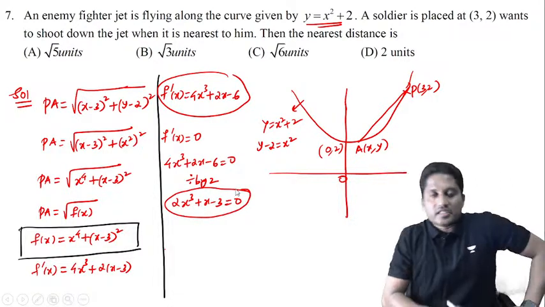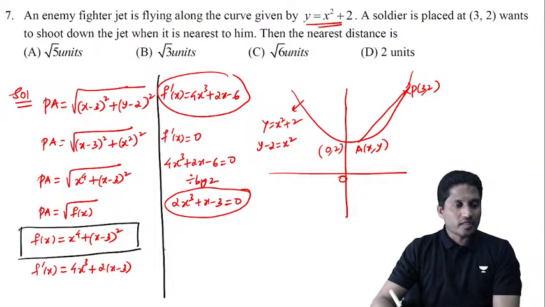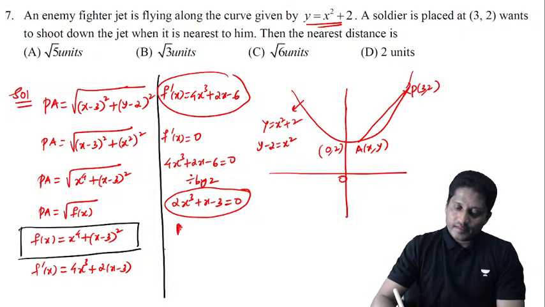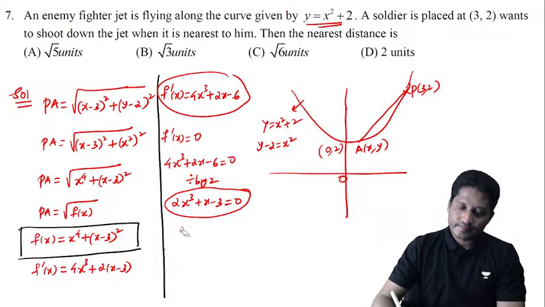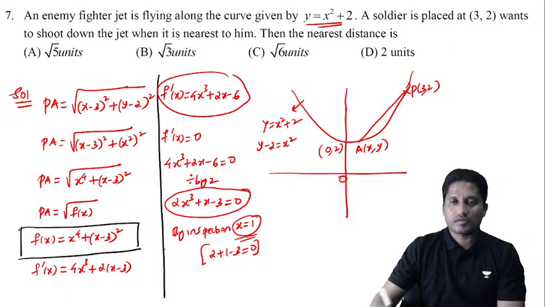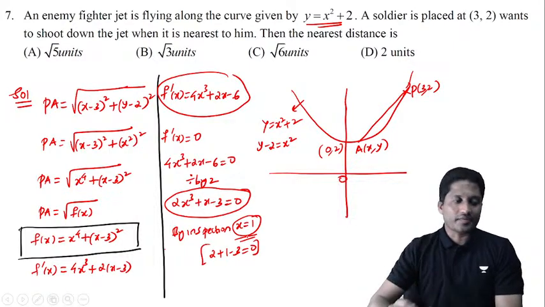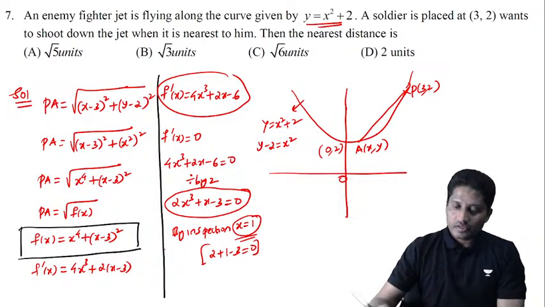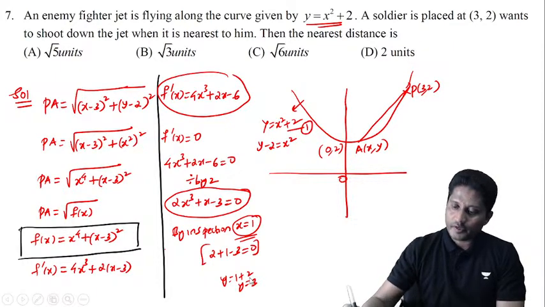By inspection, x is equal to 1 is the root. It's a cubic equation. So this can be written as 2 plus 1 minus 3 equal to 0. So x is equal to 1 is the root. Other roots are actually imaginary. If I substitute in equation 1, y is equal to 1 plus 2, so y will be equal to 3. So this point is (1, 3).